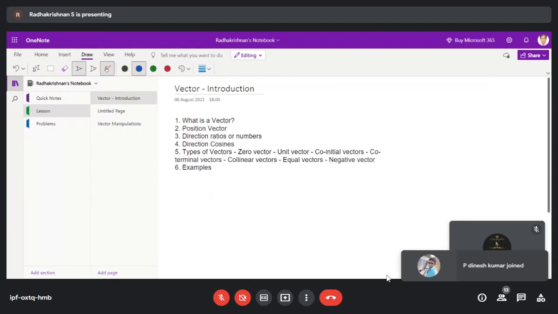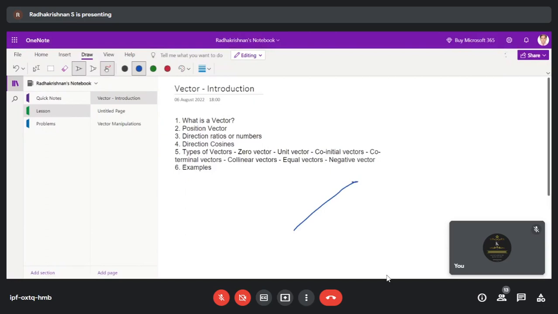Okay. So now that we have this digital pen, we can make use of it to explain it. So what is a vector? It is something like this. Okay. So it has got a direction, it has got a magnitude.